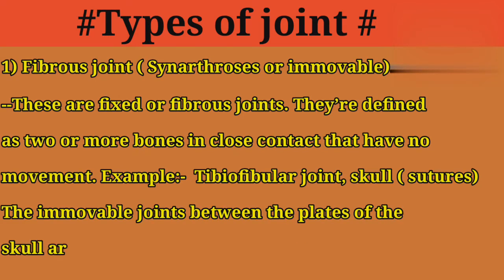Examples: tibiofibular joints, skull joints. Example: sutures. The immovable joints between the plates of the skull are known as sutures. Tibiofibular joints and skull sutures are the best examples of fibrous joints.